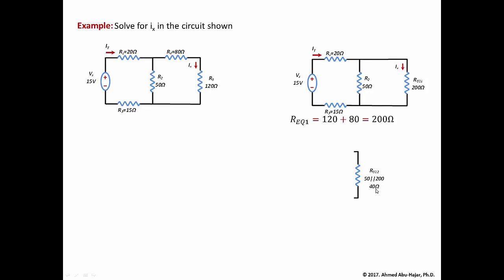Now the question becomes how to evaluate the R equivalent. Most of you will use the product over the sum, which is R2 times R equivalent 1 over R2 plus R equivalent 1. However, this particular technique is a little bit slower. There is a faster way to do it, especially if you are a student doing it during the exam.